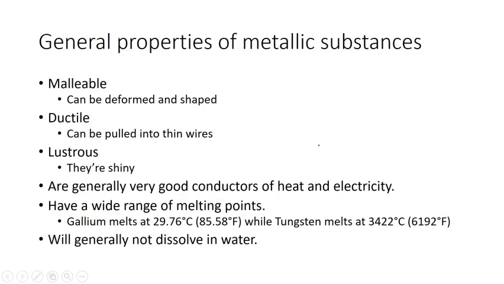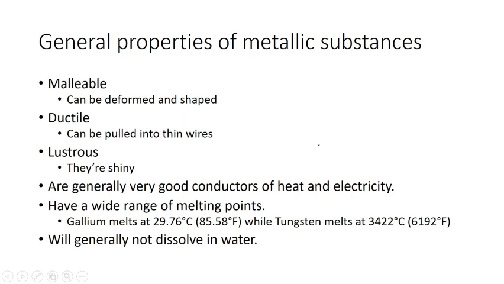And so hopefully a lot of you are familiar with the properties of metallic substances. Reaching the age that you are, you probably have encountered some metals. Hopefully you know that they are malleable, which means that they can be deformed and shaped. Think about things like gold leaf or aluminum foil, right? That is quite a bit of shaping going on there. They're ductile, which means that they can be pulled down into thin wires. They are lustrous, which basically just means they're shiny. Are generally very good conductors of both heat and electricity.